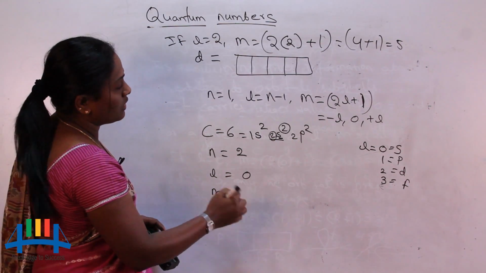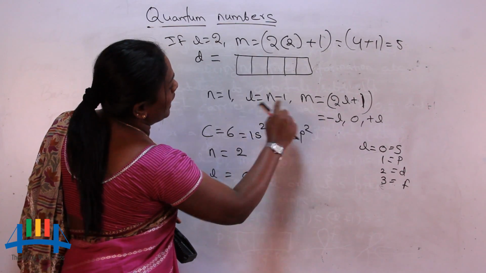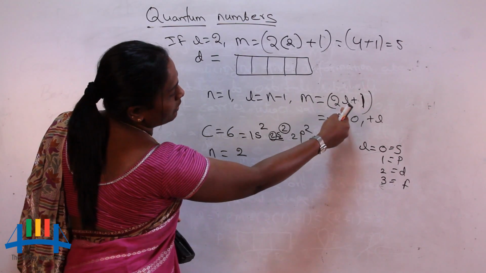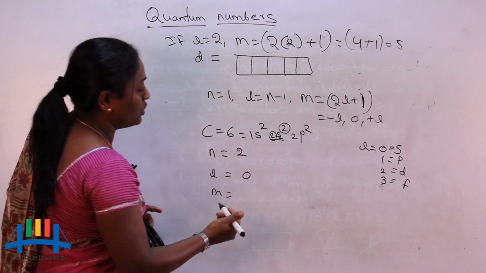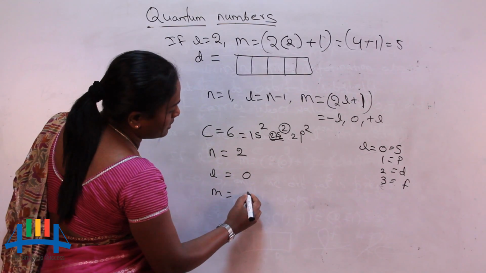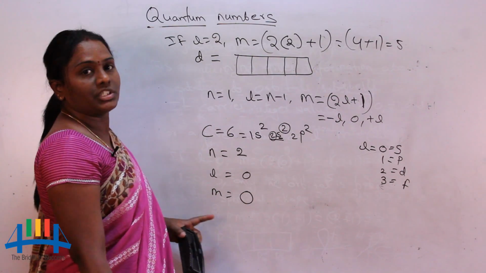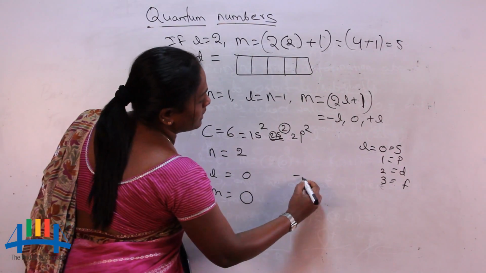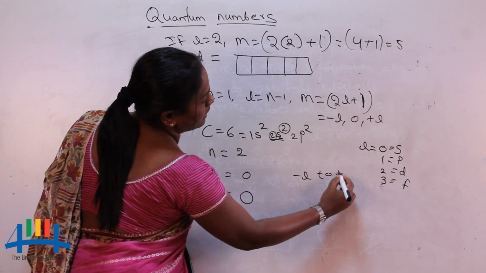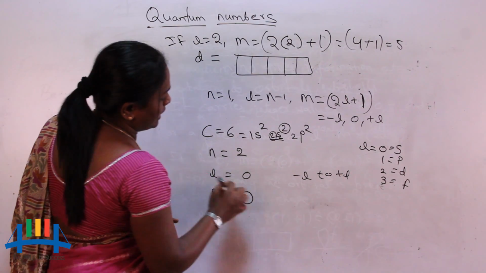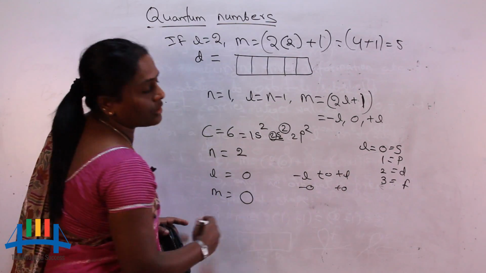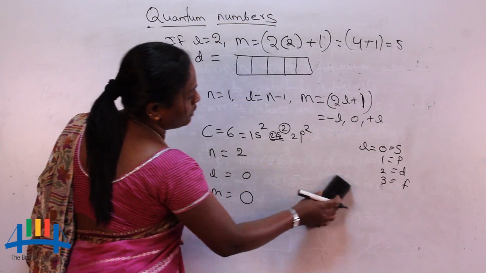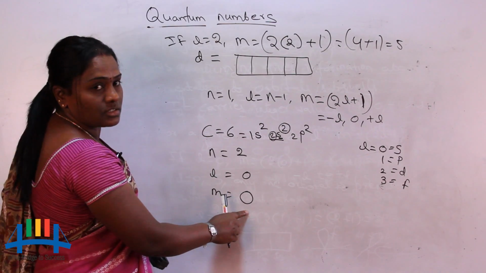And then what is the M value for this 2s2 electron? If L equal to 0, you just have to apply the formula 2L plus 1, then you are getting only one value. That means L equal to 0 means M is also 0, because M ranges from minus L to plus L, and since L value is 0, minus 0 and plus 0 we can't write, only 0, only one value, so we have to write it as 0.